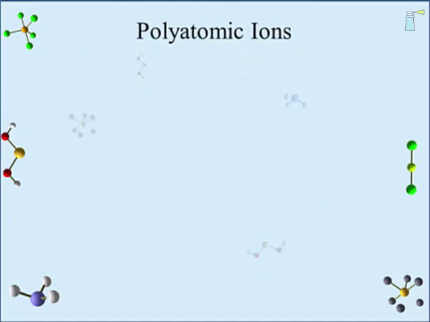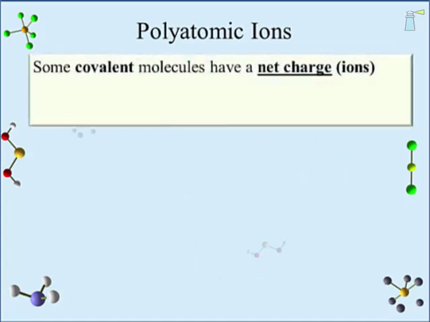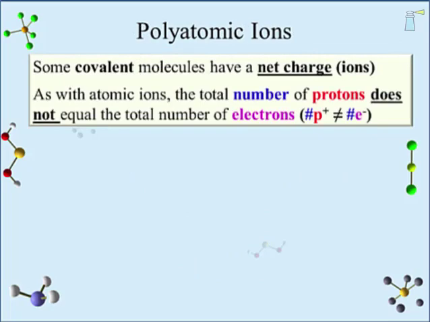Poly means many, and the many is many atoms. Some covalent molecules have a net charge. That makes them ions. Like with atomic ions, in a polyatomic ion, the total number of protons does not equal the total number of electrons.